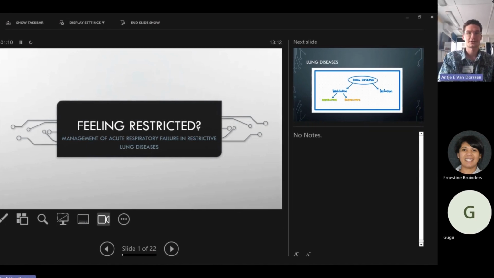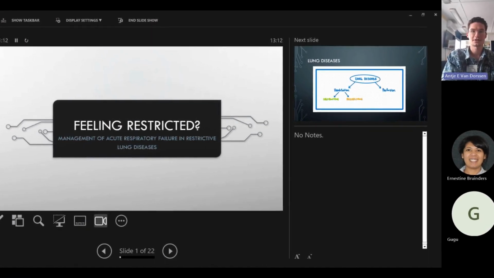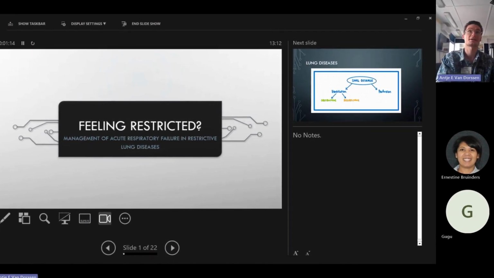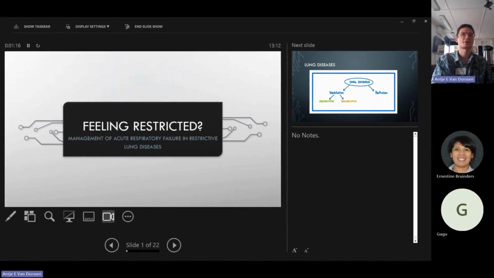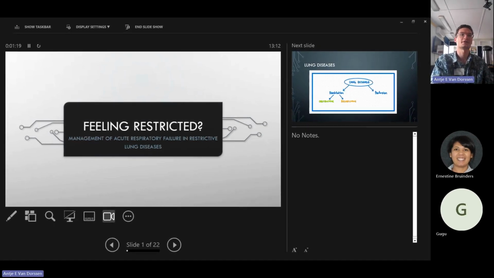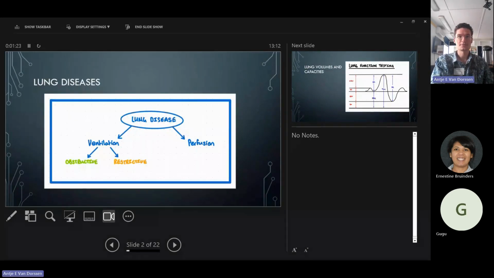Yeah, so I've titled this talk Feeling Restricted, because we're going to focus on restrictive lung diseases. But you'll see the approach is actually patient specific, and we'll go through those points. So basic strokes, lung disease is either ventilatory or perfusory, meaning that there's problems with getting air into the lungs or problems with getting blood into the lungs.